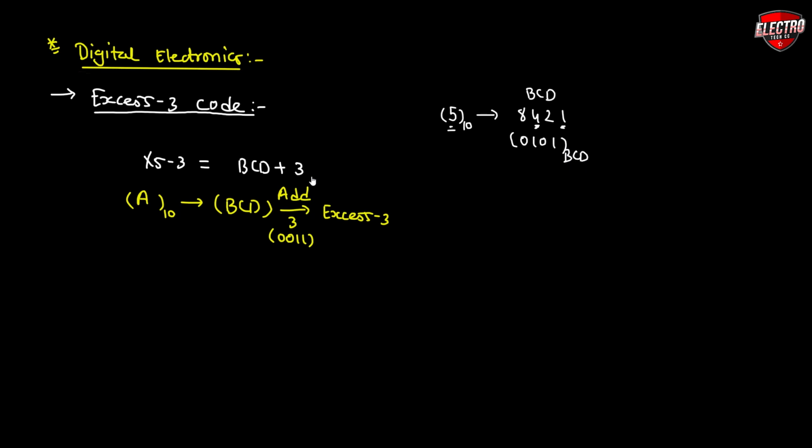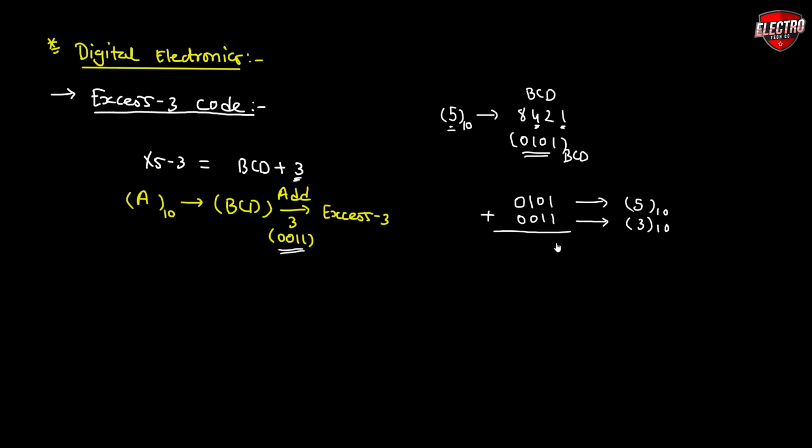Okay, now we have to add 3. The binary value for 3 is 0011. So if we add 3 in this BCD code, then we get Excess-3 code. So 0101, the BCD number as it is, plus 0011, that indicates 3. The first one indicates the decimal number 5, and the second one indicates 3, which is also a decimal number. So if we add both these binary numbers, then we get Excess-3 code.